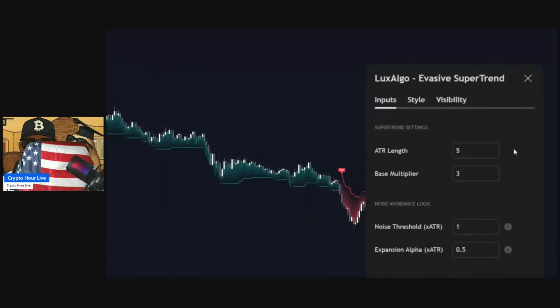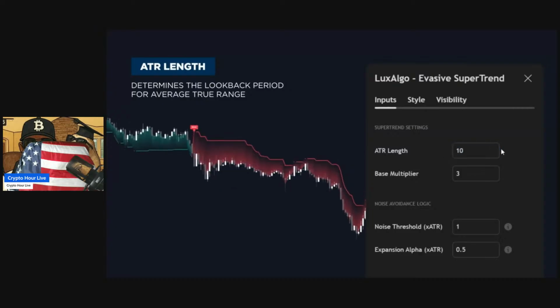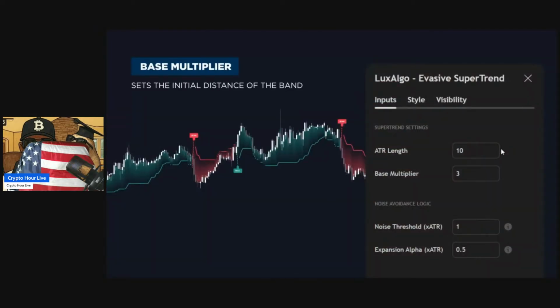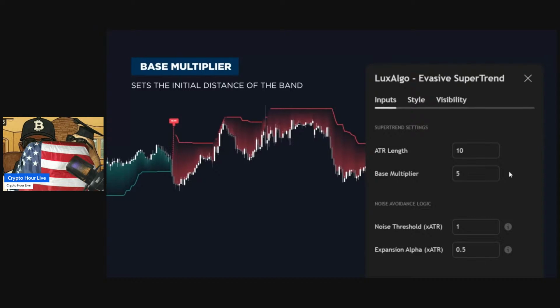Now let's quickly customize this powerhouse. In the settings under Super Trend settings, you have your ATR length and base multiplier. ATR length determines the look-back period for average true range, impacting band responsiveness. Shorter lengths are more reactive, longer ones smoother. The base multiplier sets the initial distance of the band. Higher values mean fewer but longer-term trend signals.